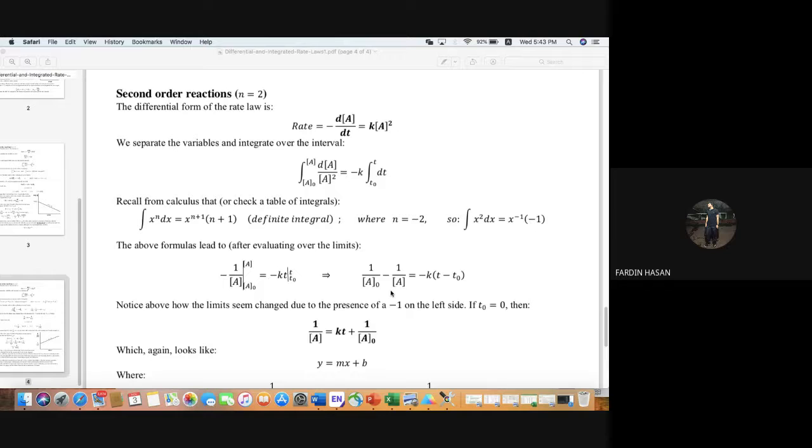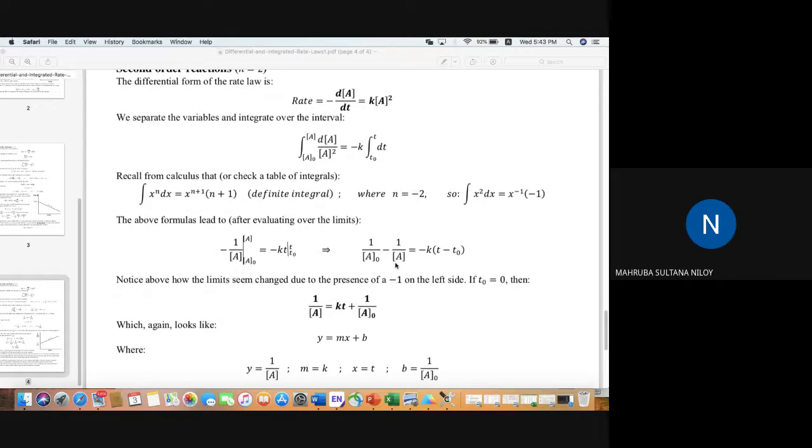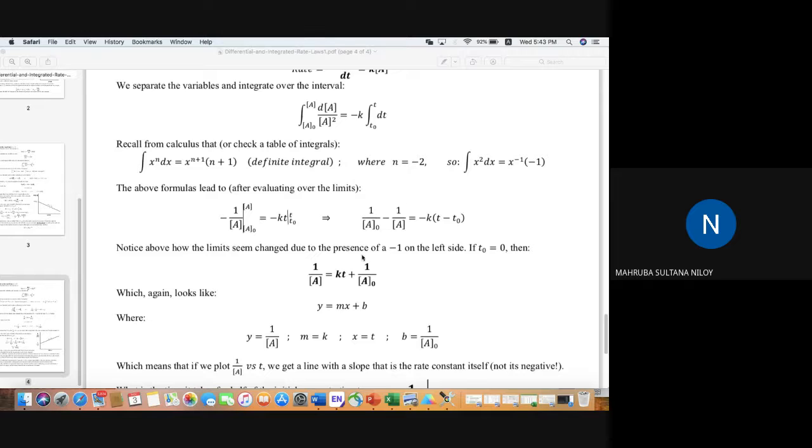Yes, sir. Okay, now if we reorganize this equation, we can put the initial concentration here and this into here, right? And this one we can take to this side. So what we can get ultimately is 1 by concentration A equals kt plus 1 by A naught, right? Yes, sir.